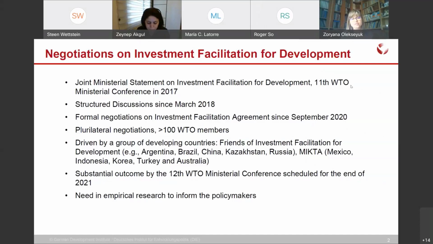The aim of the negotiation is to reach a substantial outcome by the end of this year, because the 12th ministerial conference is planned right now, and we aim to produce the full data set up to that moment. So we have the FDI stock database, the affiliate sales data, and then you will also have the investment facilitation index data set available. That's very important because there is a big need for empirical research to inform policymakers in taking different decisions, and there is quite little research done in this area.